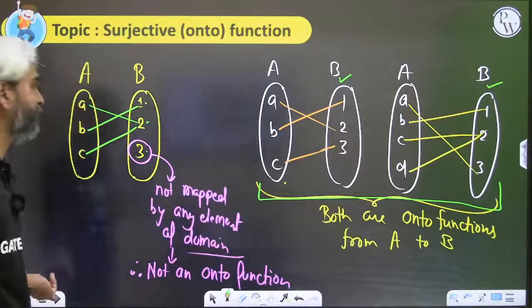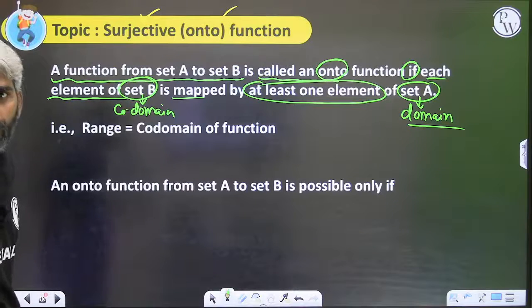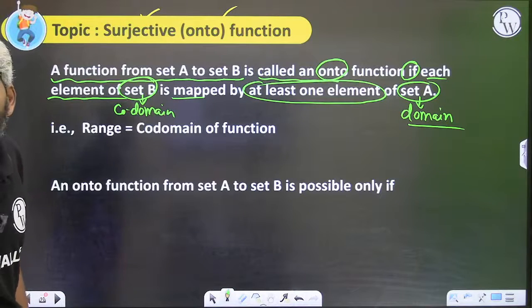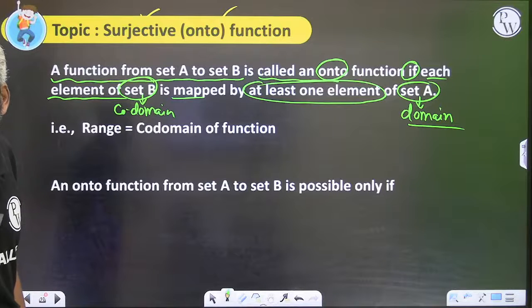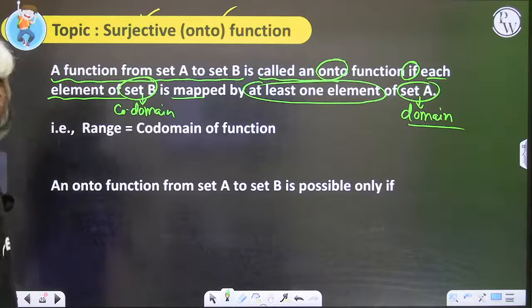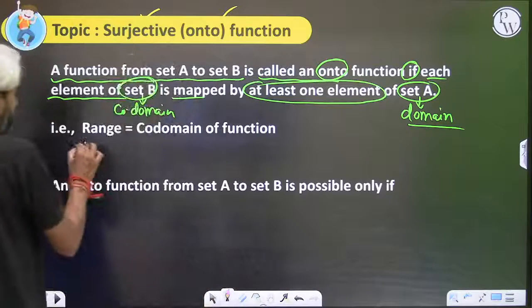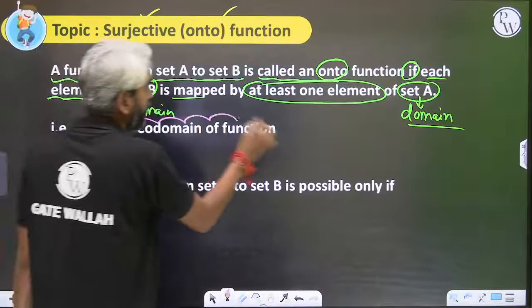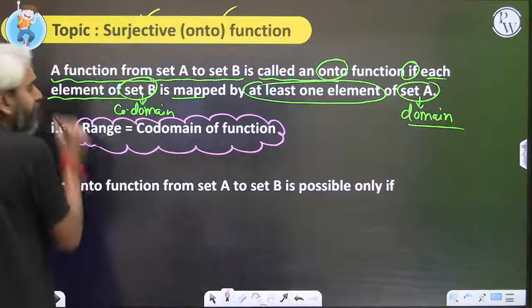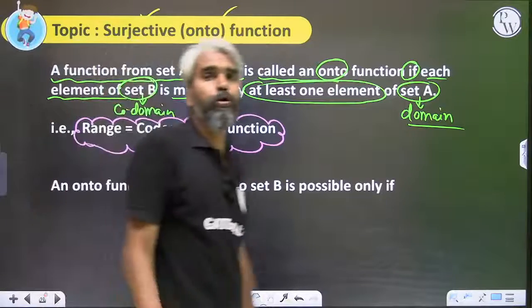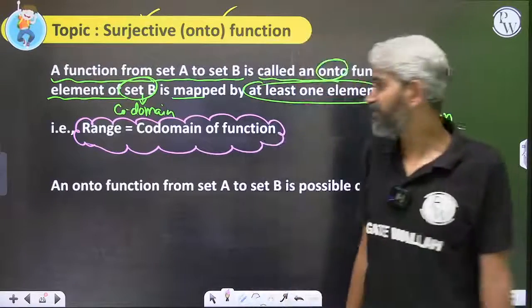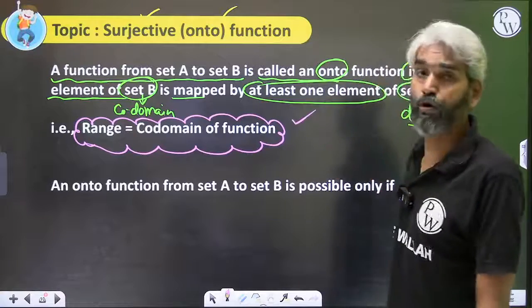So, what is the simple condition for a function to be called onto? Surjective, onto function: every element of the codomain is mapped by at least one element. In an onto function, the range of the function must be equal to the codomain of that function.